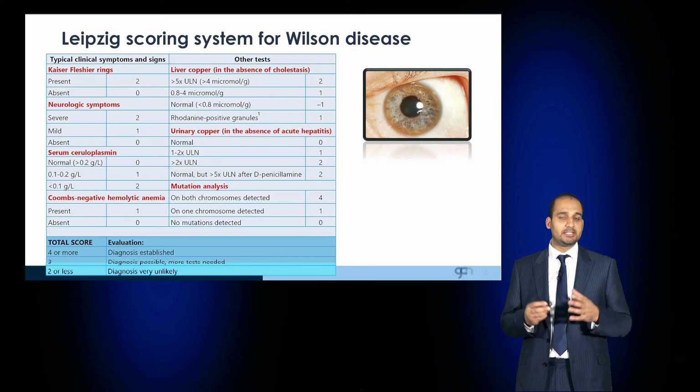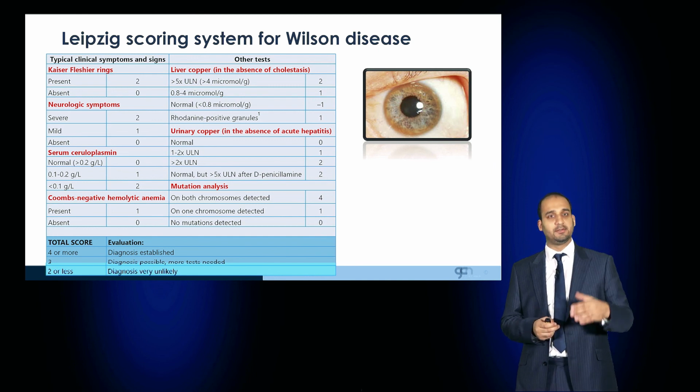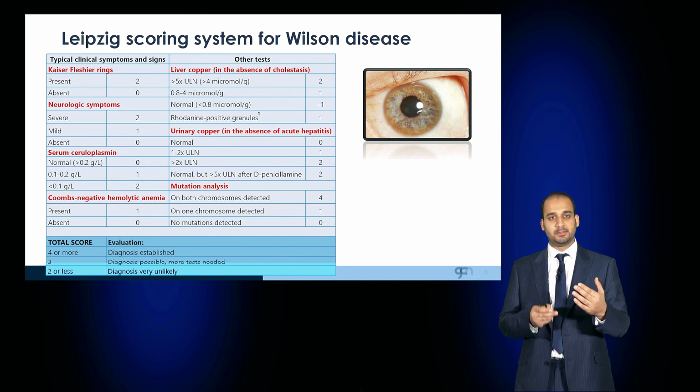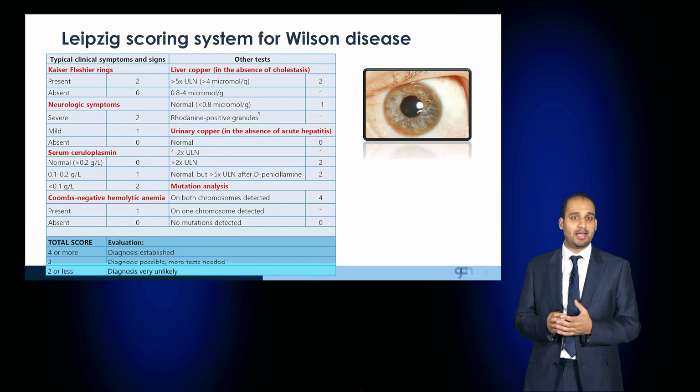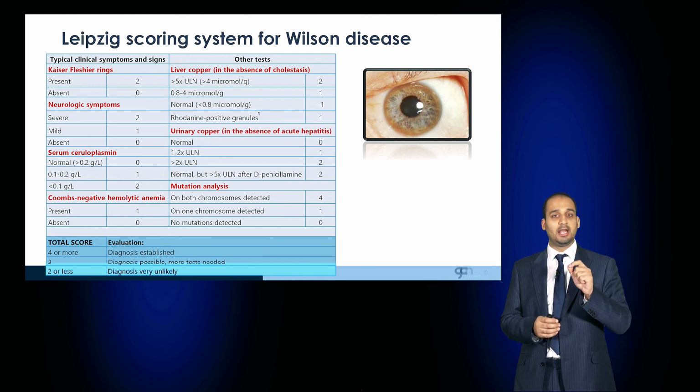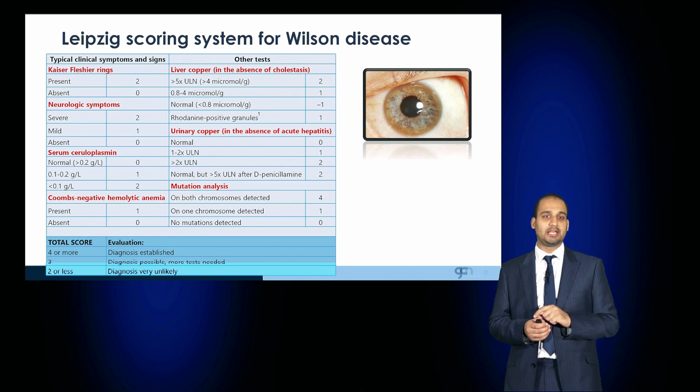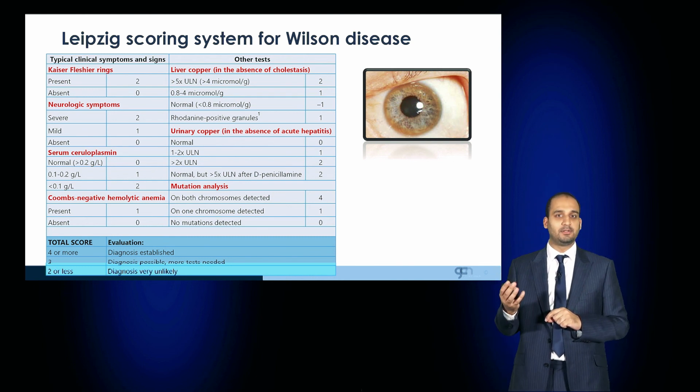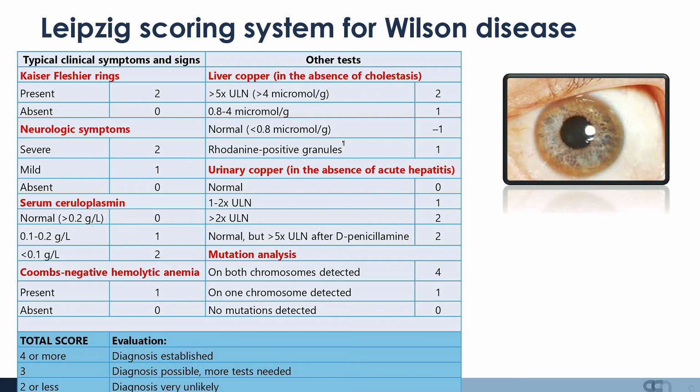Wilson's disease is scored according to the Leipzig scoring system. The presence of Kayser-Fleischer rings, neurological symptoms, which can be graded as severe, mild, or absent, the serum ceruloplasmin, the Coombs-negative hemolytic anemia test, liver copper levels, as well as urinary copper levels and mutation analyses are all scored together. A score of 4 or more indicates that the diagnosis has been established, 3 an intermediate possibility of diagnosis with the requirement of more tests, and a score of 2 or less indicates that the diagnosis is unlikely.